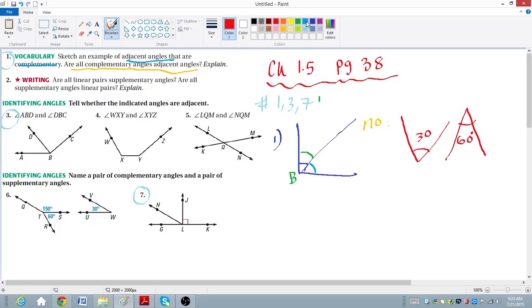Next, number 3. Tell whether the indicated angles are adjacent. Well, look at this. These two angles right here. This angle is angle B, vertex B, and if you look at this angle as well, the vertex is B. So number 3, are the two angles adjacent? Yes.